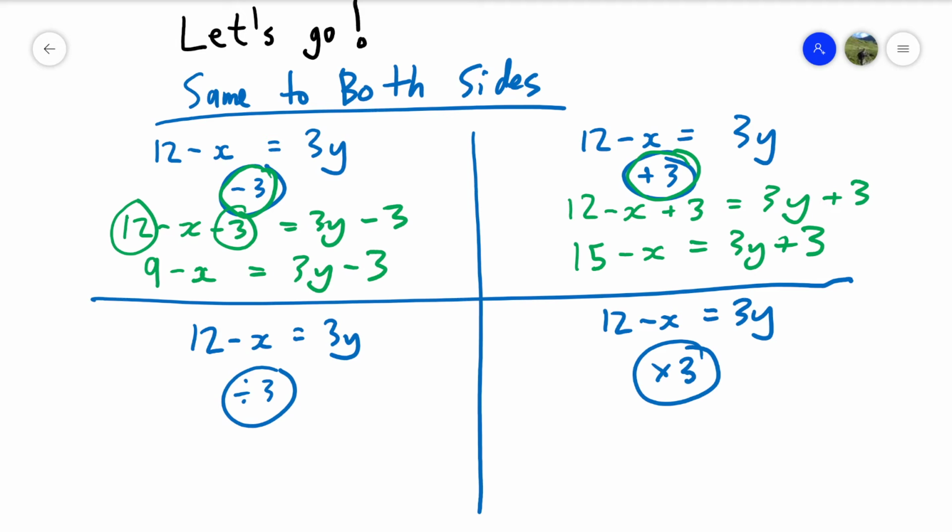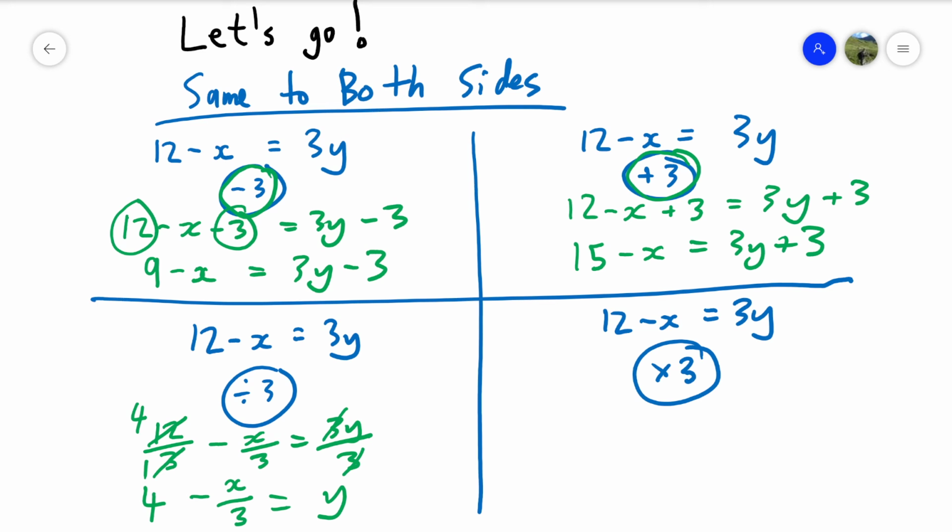Now let's do the divide. Because it's a times or a divide, we do it once to each object, once to each thing. So it'll be 12 divided by 3 minus x divided by 3 equals 3y divided by 3. Now here we can do some cancelling on the fraction. Obviously, you can go and find some extra practice on that if you need. Those threes cancel. So that's the final answer there.